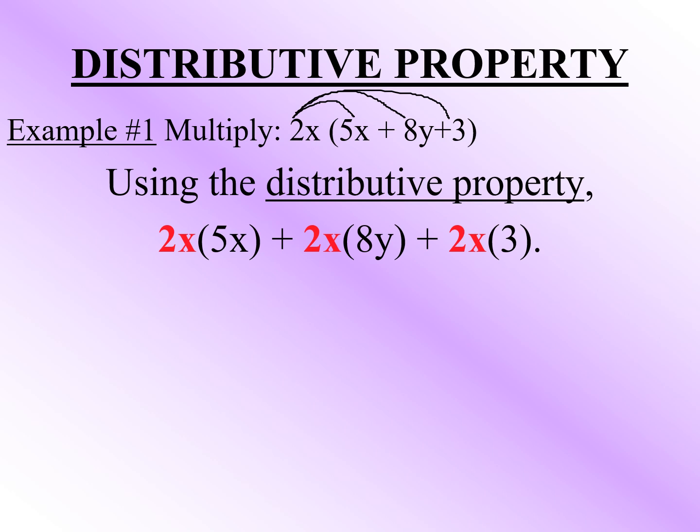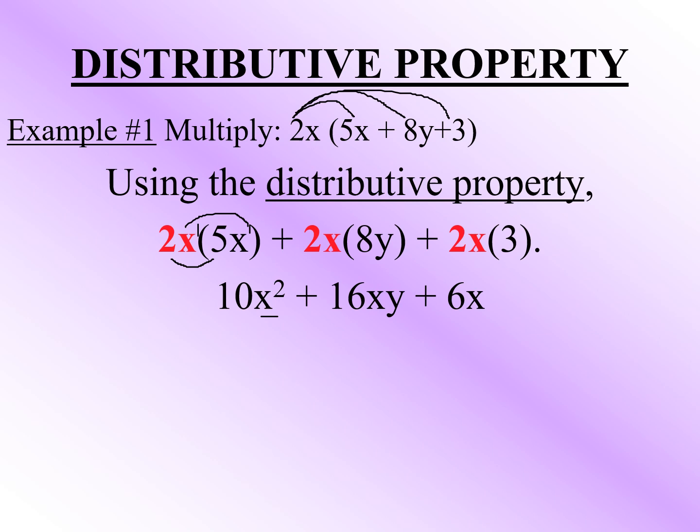Now, 2x times 5x. After this, remember, we have to simplify. And how do we simplify? Of course, we multiply the two coefficients. We have 2 times 5, that is 10. And since we have a common base x, we copy the base x and we add the imaginary exponents, which is 1. So 1 plus 1 is 2. That's why we have x squared. And take note, this is where we apply the product rule.